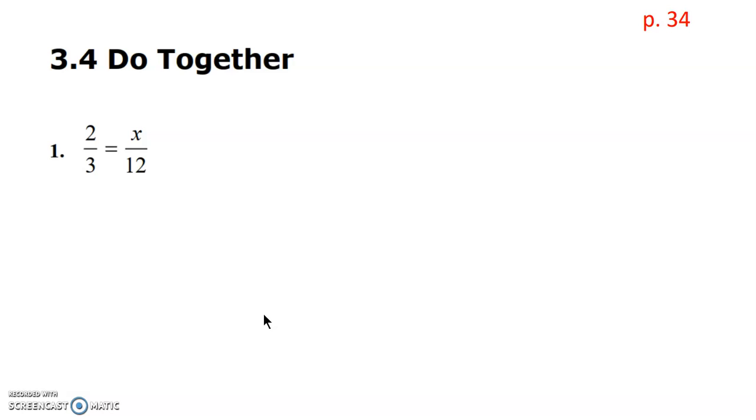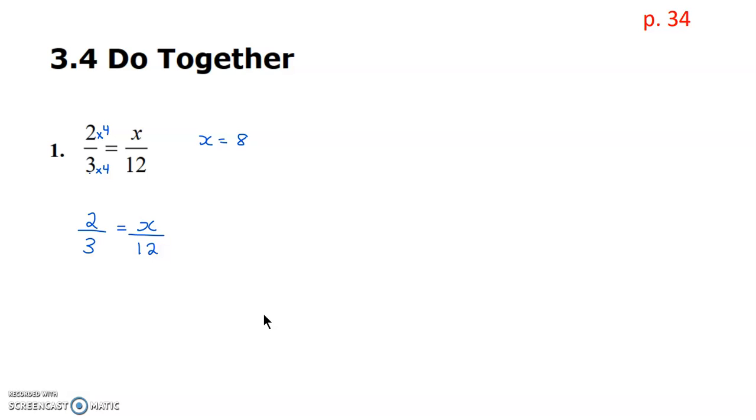We notice that we can use our first fractional method for equivalent fractions by seeing that 3 up to 12 is times 4, and then we can do the same in our numerator, giving us an answer of 8. So that's one method. Another method is to use algebra. So I'm going to show that method now.